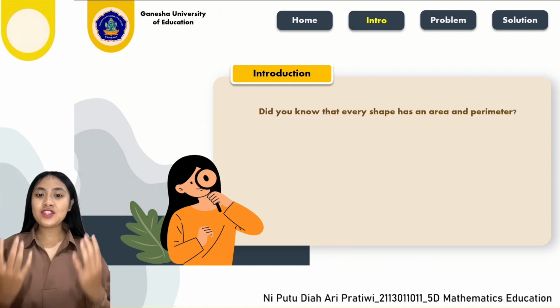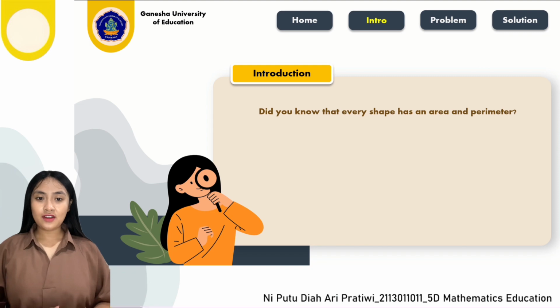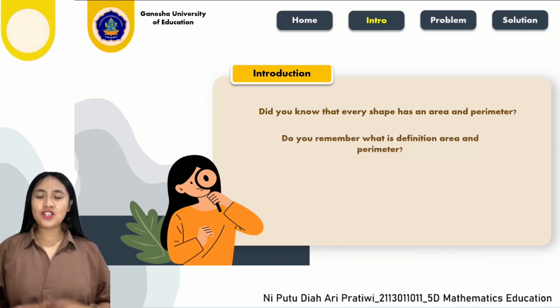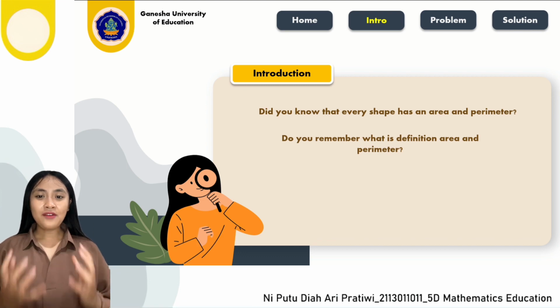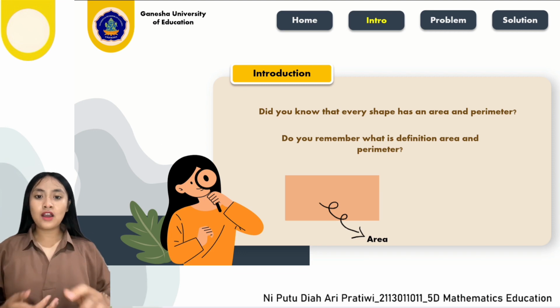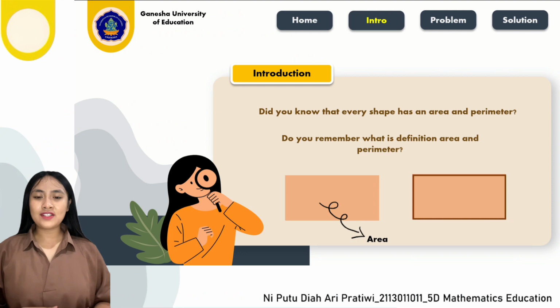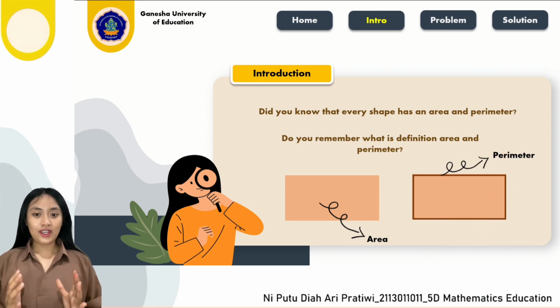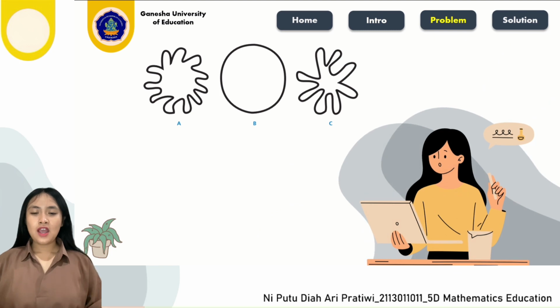Did you know that every shape has an area and perimeter? Do you remember what is the definition of area and perimeter? Yes, good job. Area is the space inside the shape and perimeter is the distance around the shape. For the example, when we have a rectangle like this, the area of the rectangle is this. And if we have a rectangle like this, so the perimeter of this rectangle is this.